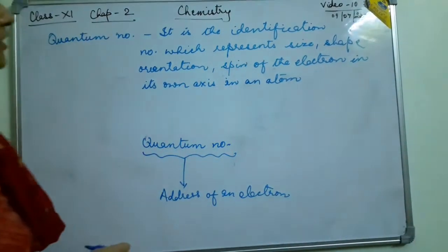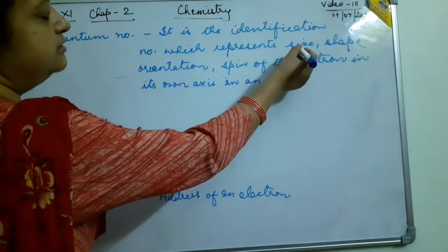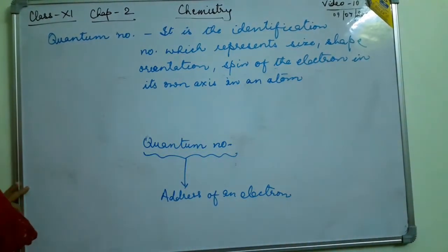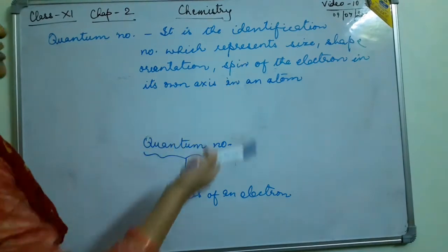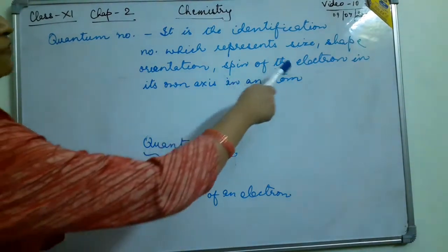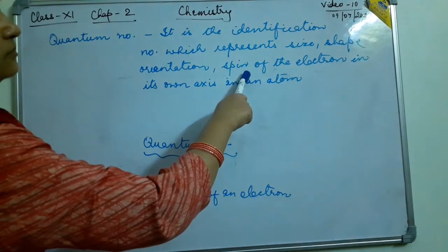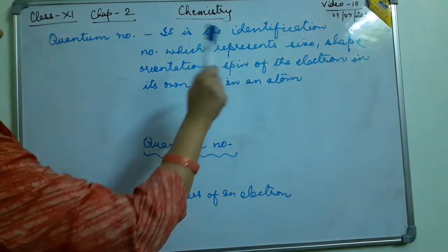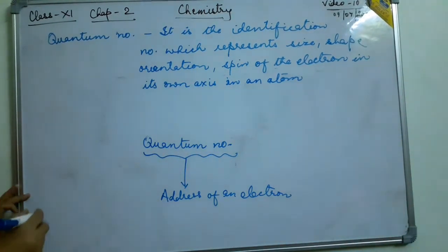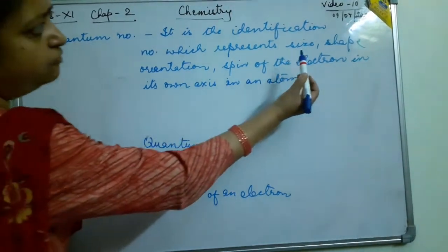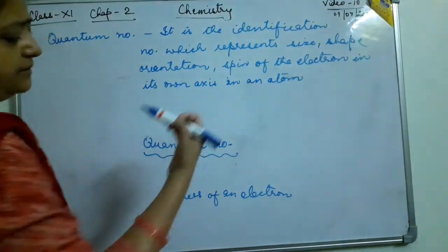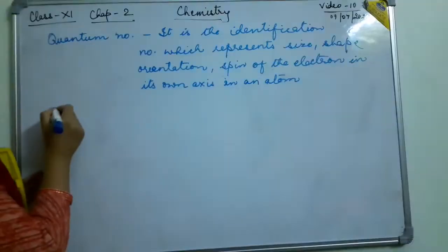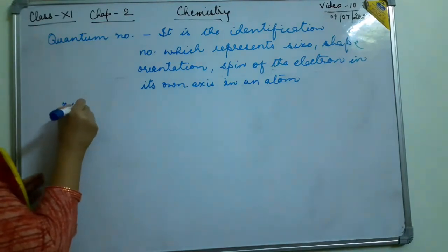So it is the identification number which represents size. We can calculate size by the principal quantum number, shape and orientation by the azimuthal and magnetic quantum numbers, and spin by the spin quantum number. Spin of electrons means it gives the spin of a particular electron present in an atom. There are four types of quantum numbers.